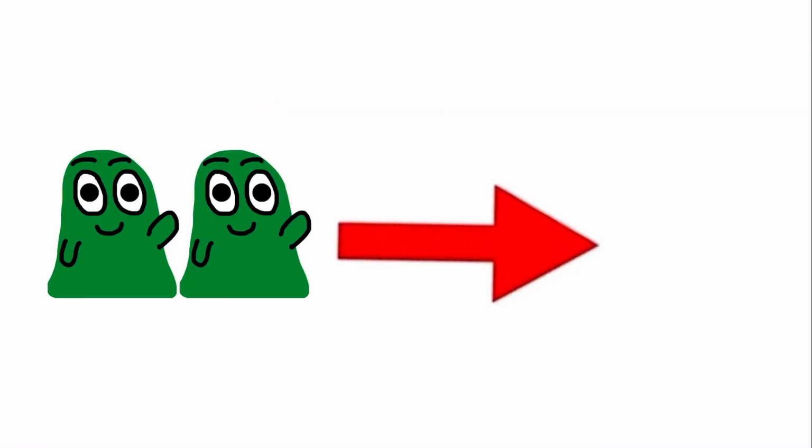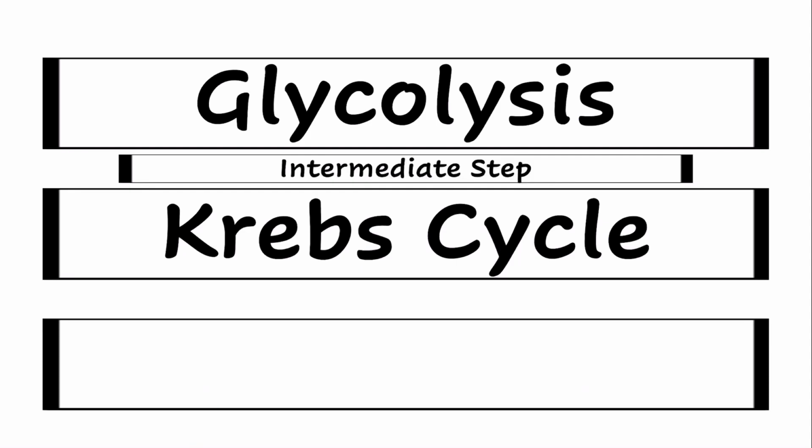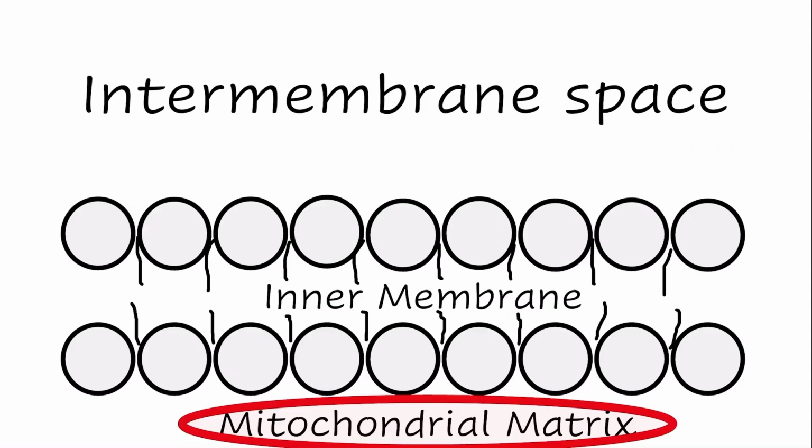The 2 pyruvate are transported into the mitochondria, specifically the mitochondrial matrix. In the mitochondria, the 2 pyruvate are converted into 2 acetyl-CoA, which will be used by the next step. The next step is the Krebs cycle, also called the citric acid cycle. Still in the mitochondrial matrix.